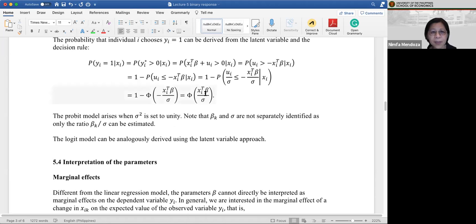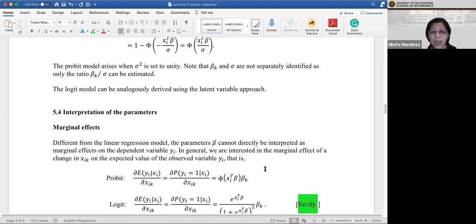For example, for the probit, you cannot interpret beta as the marginal effect of x sub i on y sub i. But this gives us the relationship between the response probability and x sub i transpose beta.